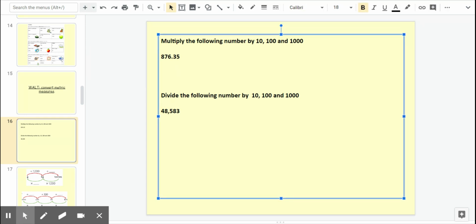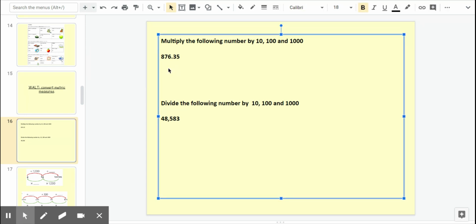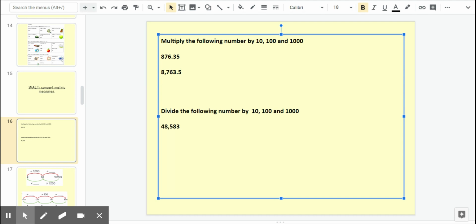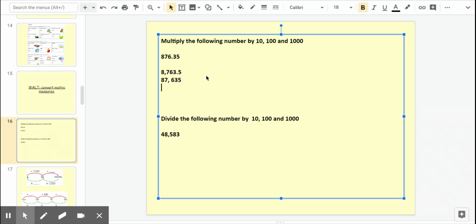Okay, so to multiply, we move the number digits to the left on our place value grid to make them bigger. So if we're multiplying by 10, we're going to move them one place to be 8,763.5. To multiply by 100, we're going to move them two places because our 100 ends in two zeros, 87,635. And to multiply by 1,000, we're going to move them three places to the left, 876,350. Put a full stop there instead of a comma.